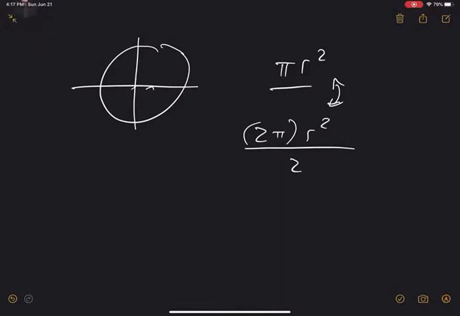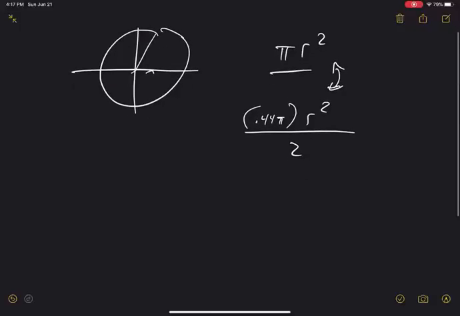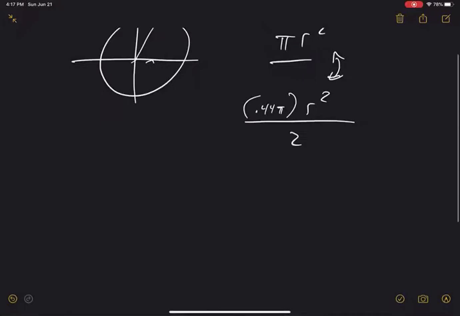So for example, if I plugged in pi over 2 here, okay, that's going to give me the area of that piece right there. And if I plugged in, let's see, 0.44 pi, okay, radians, which would be something like here, it would give me the area of that angle. So really what we have is a formula for the area of the sector of a circle, where this is our angle measured from this line here, okay?